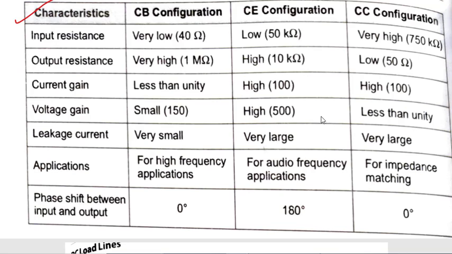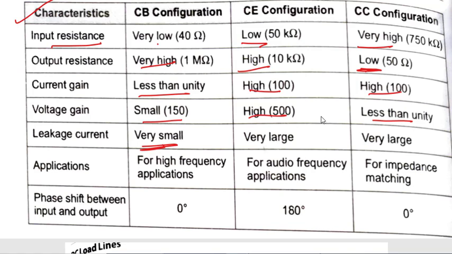Here the input resistance is very low in common base, low in common emitter, and in common collector I have already told you it is very high. Output resistance is very high in common base, high in common emitter, and in common collector it is very low. Current gain is less than unity, that is 0 to 1, in common base. Here it is high, and in common collector also it is high. Voltage gain is small, high, and less than unity.